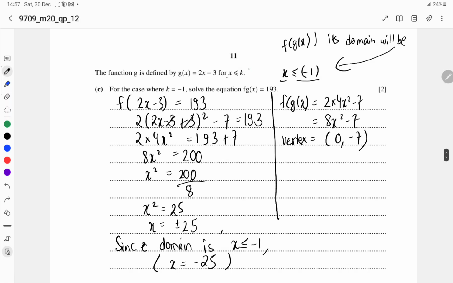So the range of g will be simply given by 2x minus 3 for x less than or equal to k, right?